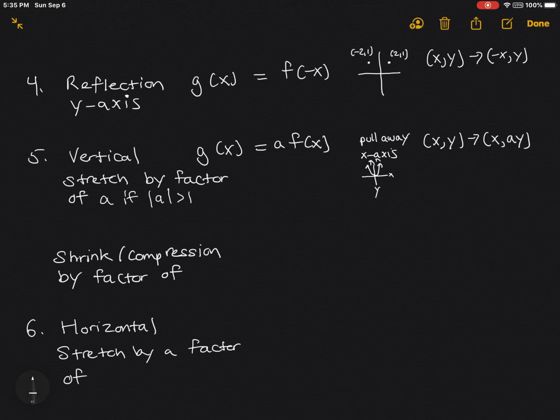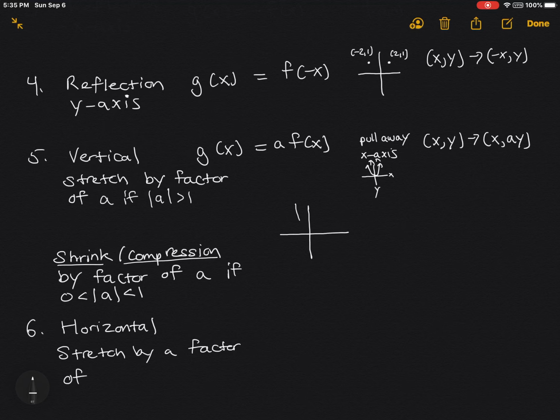All right, what about a vertical compression or shrink? Both of these words are synonymous. You could use the word shrink or compression. It's also going to be by a factor of a, but this is if the absolute value of a is between 0 and 1. Okay, and what does it mean when you say do a vertical shrink or compression by a factor of a? It basically takes my graph right here.